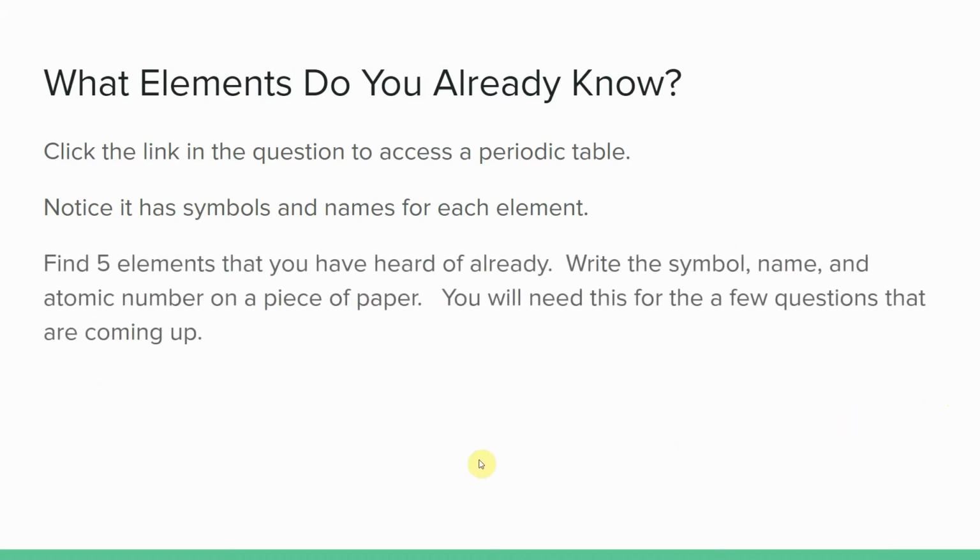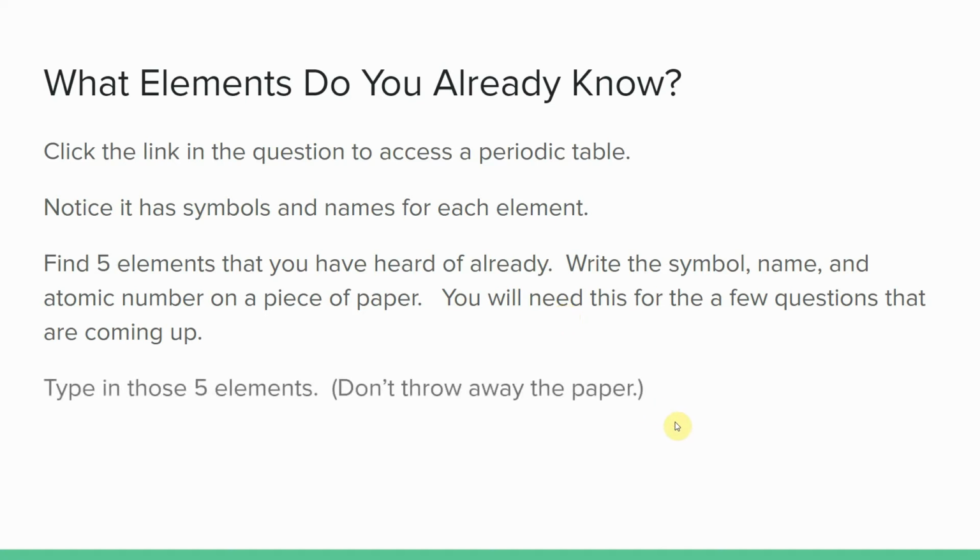So I want you to find 5 elements that you've already heard of. You already know them. Don't pick ones that you've never heard of. So write the symbol, name, and atomic number on a piece of paper. You'll need this piece of paper to be accessible for the next few questions, so don't throw it away. You really do need to write it down.